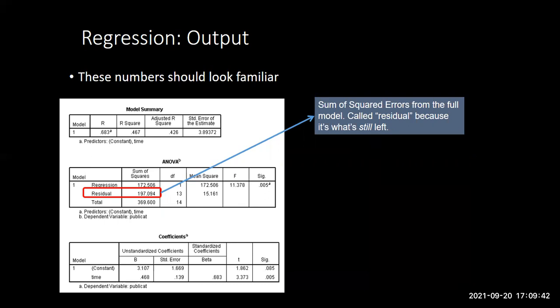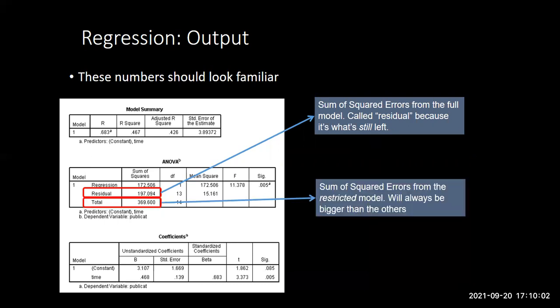So here, the sums of squared errors from the full model is called the residual, because that's what's still left. That's this piece, the blue part of our equation from earlier, the blue part of that diagram from earlier. This here, the total, is the sums of squared errors from the restricted model. The restricted model, remember, is the one with no predictors in it. We barred them from coming in. It's always going to be the biggest because there's nothing in the model, so it's the worst one.